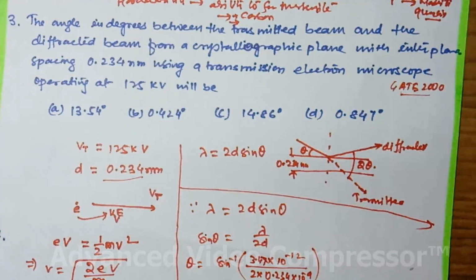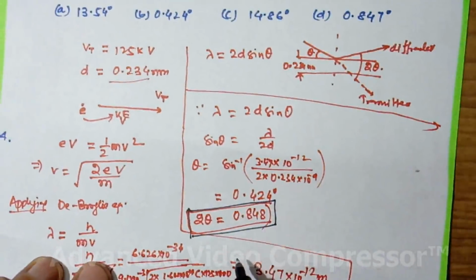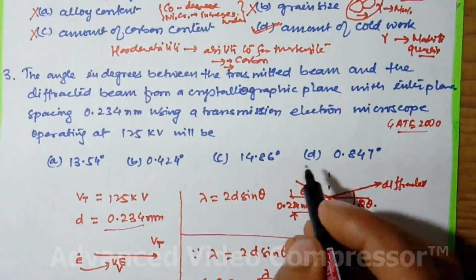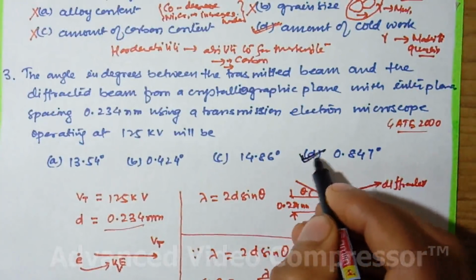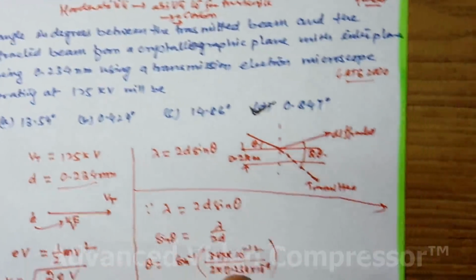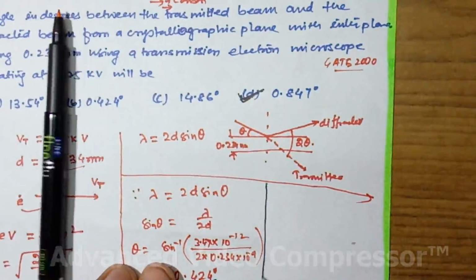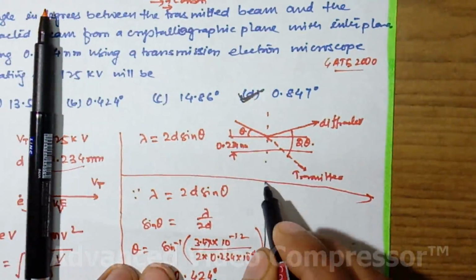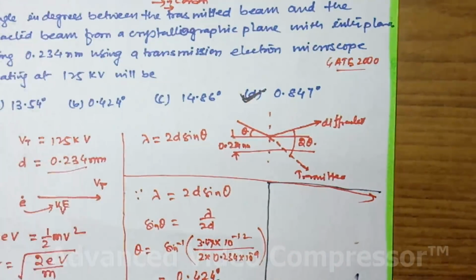Two theta equal to 0.848. So what is the correct answer? This one is the correct answer. Now there is one confusion which is related with this type of question, so I want to clarify this confusion.